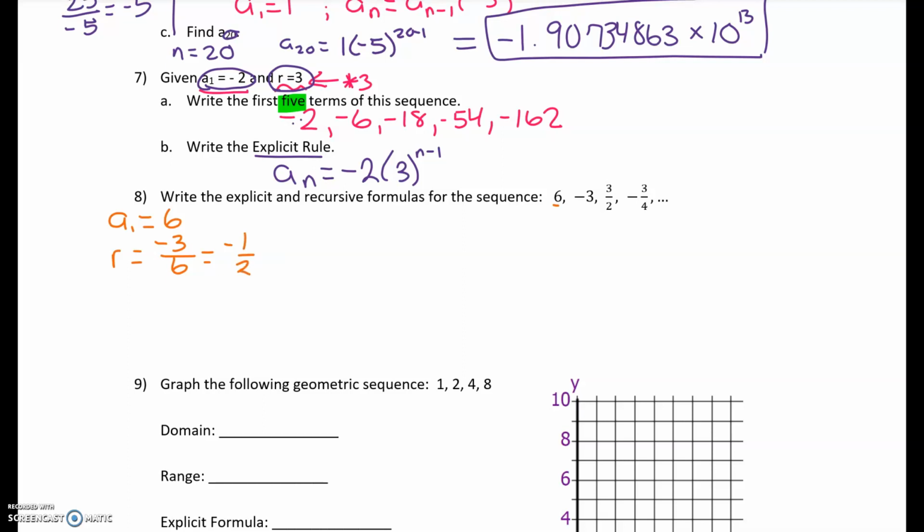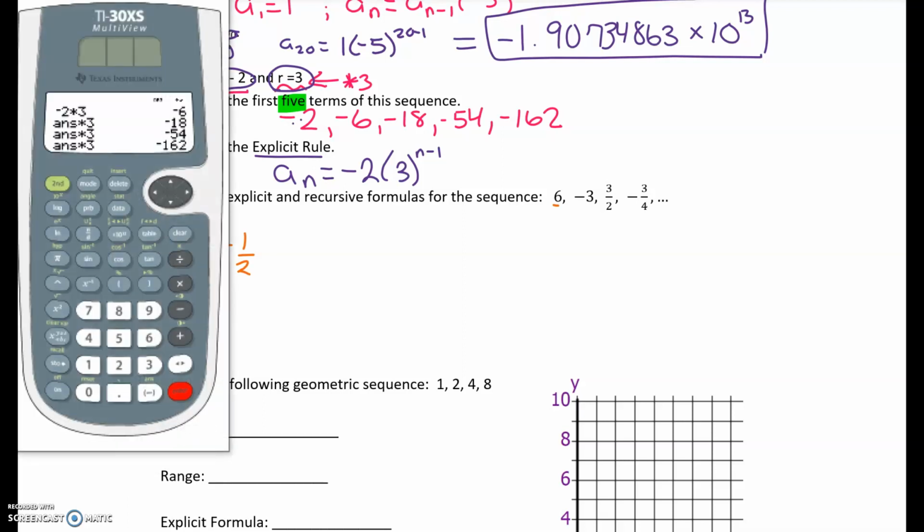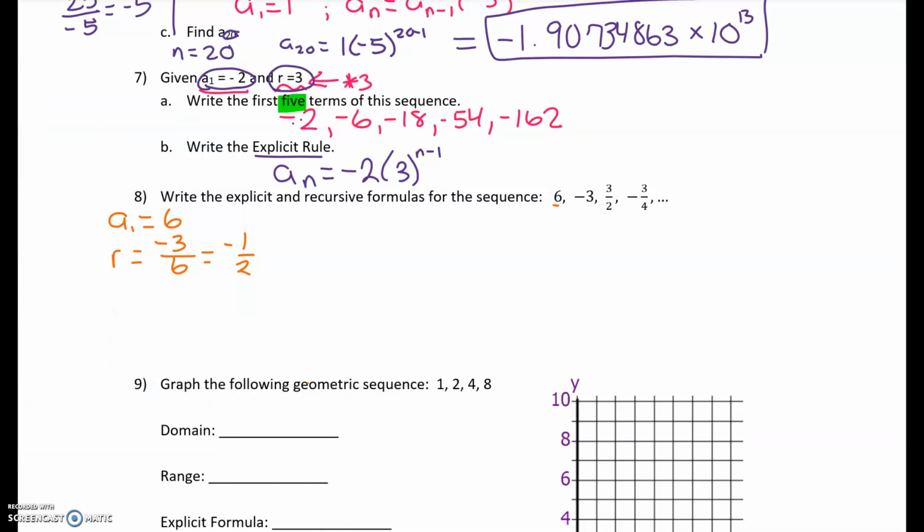Okay, and we can check that and make sure that it makes sense on our calculator. Let me clear this out. If I take 6 and I multiply it by -1/2, I do get -3, and if I take that one again and multiply it by -1/2, I do get 3/2, which is the next number in that sequence. So I'm seeing that that is holding true and that is the right r value.